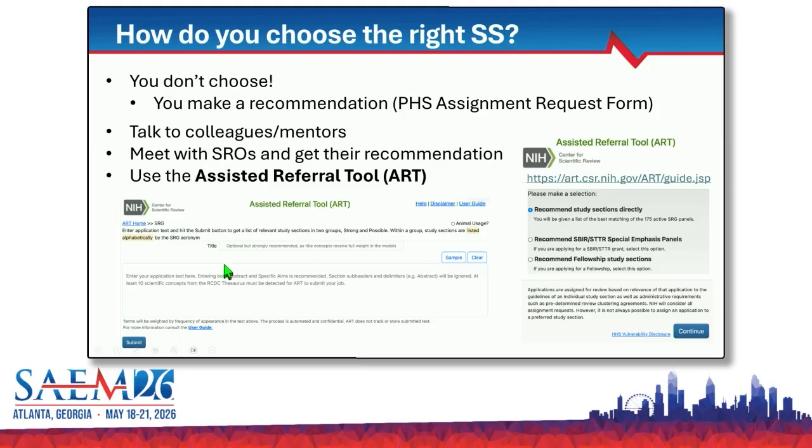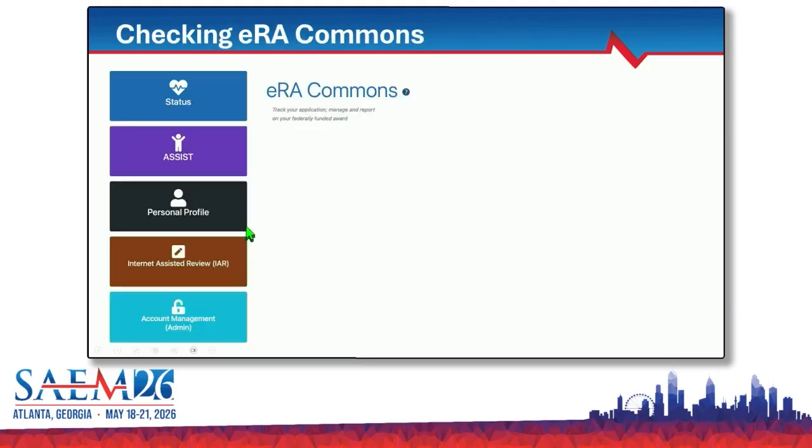Generally very accurate. And by the way, the CSR uses this too. So if you are strongly recommended to go to a certain study section based on what the ART says, that's probably where you're going to go, even if you request a different one.